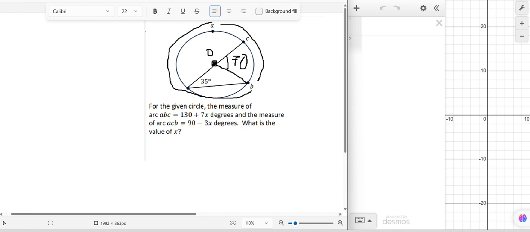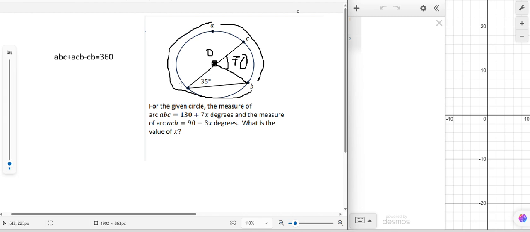So for this, measure of arc ABC plus measure of arc ACB minus measure of arc CB equals 360 degrees. You can clearly see the measure of arc ABC is this, and the measure of arc ACB is this. So CB is repeated two times, so we have to subtract CB once.